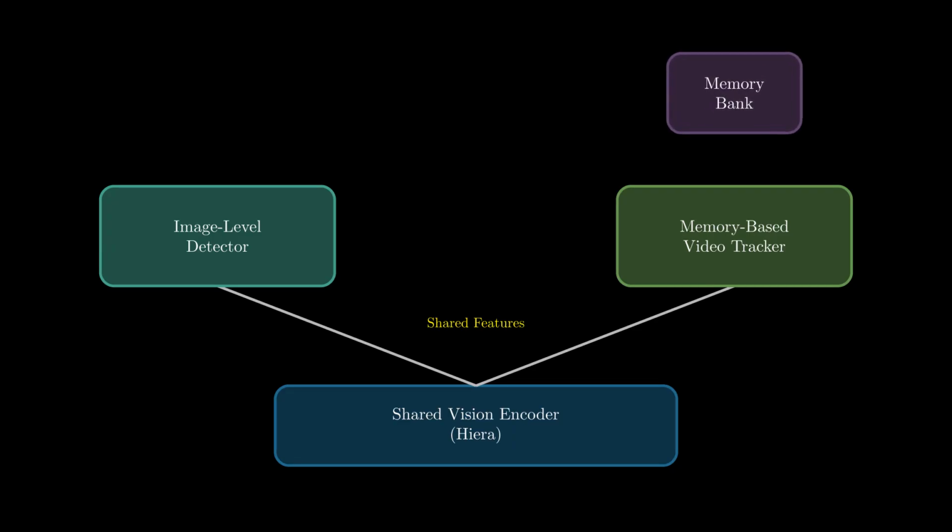But video presents a unique challenge. Objects move and change. To handle this, the video tracker is coupled with a memory bank. This allows the model to store information about an object's past appearance and location, ensuring consistent identification across frames. This unified flow means that whether you are segmenting a single photo or a complex video sequence, the core visual understanding comes from the same robust source.